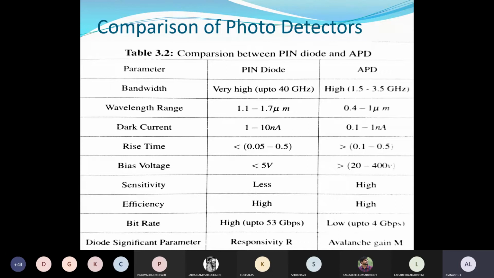The next parameter is dark current. What is dark current? Dark current is the current generated by the circuit itself even when we do not incident any light. When there is no light, it is called a dark condition. In that dark condition also, current is generating. That is called dark current.